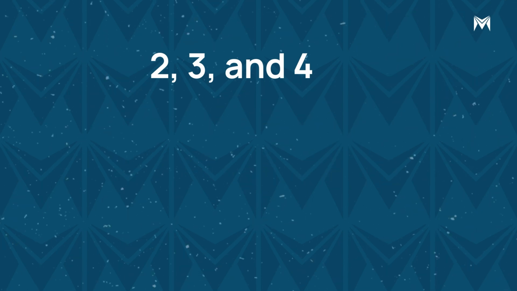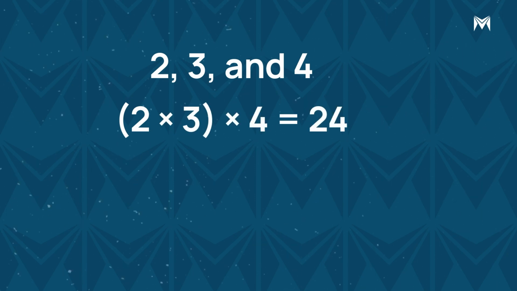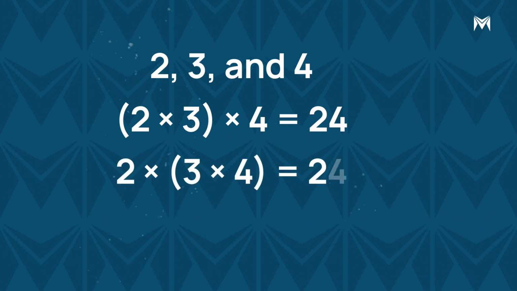Likewise, for multiplication, (2 × 3) × 4 is equal to 24. 2 × (3 × 4) is equal to 24. So, the associative property of real numbers tells us that the way we group 3 or more numbers when we add or multiply them does not affect the final result.